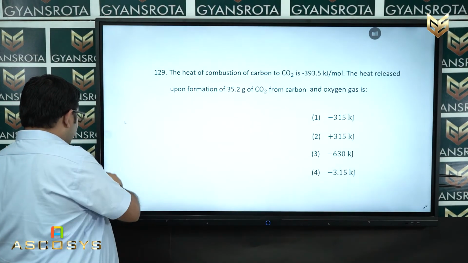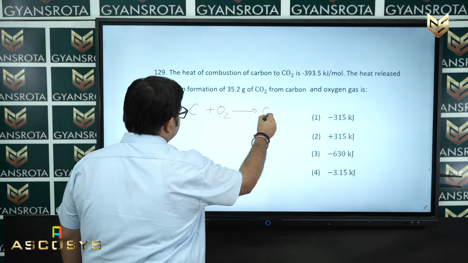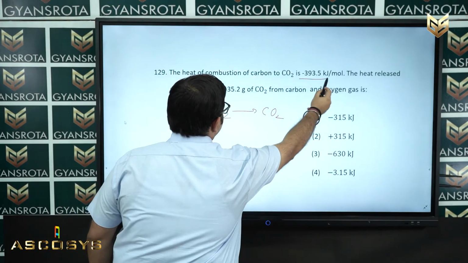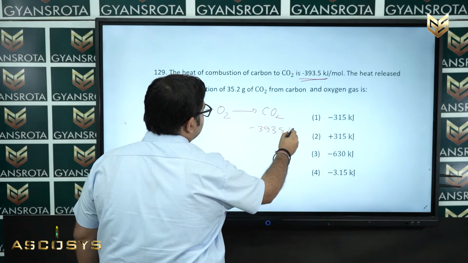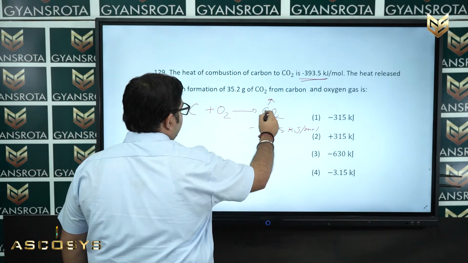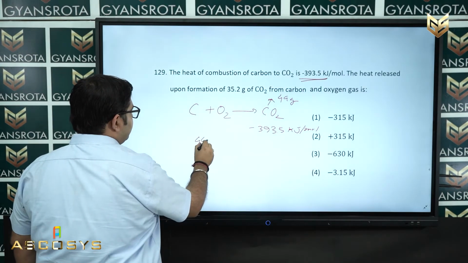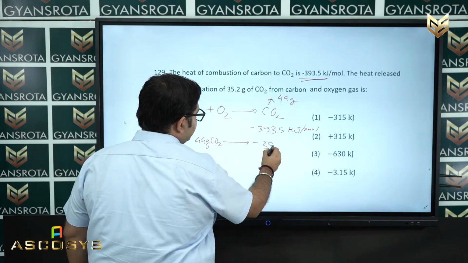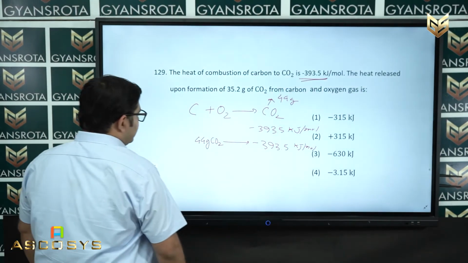So, first we write down the equation: carbon plus oxygen gives CO2, and the value given for this is delta HF, minus 393.5 kilojoule per mole. If you see, the molecular weight of carbon dioxide is 44 gram, meaning for 44 gram CO2, the heat released is minus 393.5 kilojoule per mole.